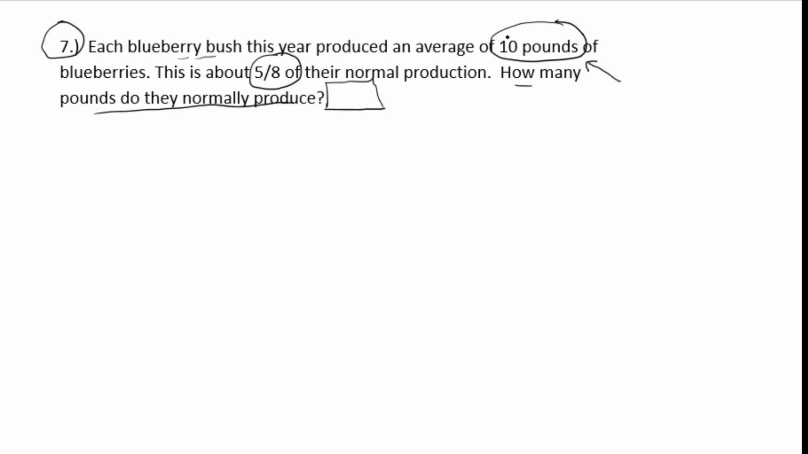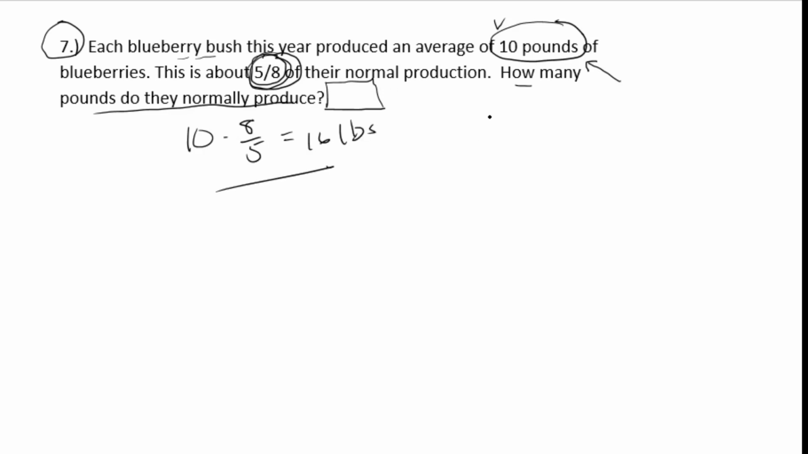And if you answered it's going to be greater than 10 pounds, good job, because it is going to be greater. 10 pounds is only 5/8 of their normal production. So their normal production would be 8/8. And 5/8 of a number. So I'm just going to do this the way I would do it. I would say this is 10 times 8/5, which is 16 pounds. So that's the answer.